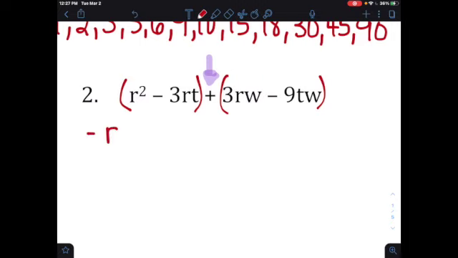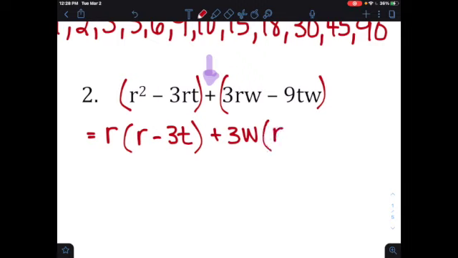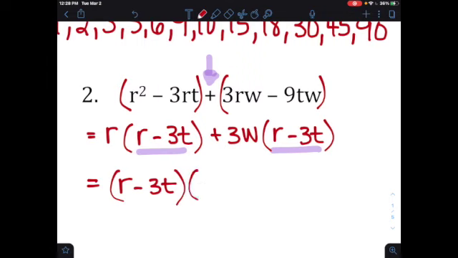So if you pull out r, that's going to leave you with r minus 3t. And for the second one, if you pull out a 3w, because that's what they have in common, they will have r minus 3t again. Now, the very important thing is making sure the expression inside the parentheses is exactly the same. And then you can factor it out again, and the answer will be r minus 3t times r plus 3w. So that's why it's very important to have the sign correctly written. So please try example number 3 yourself.